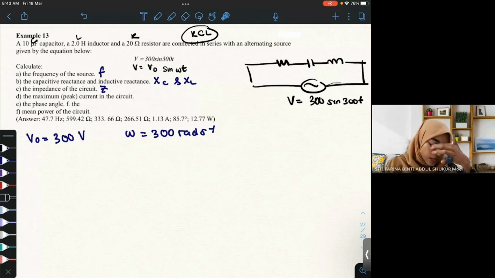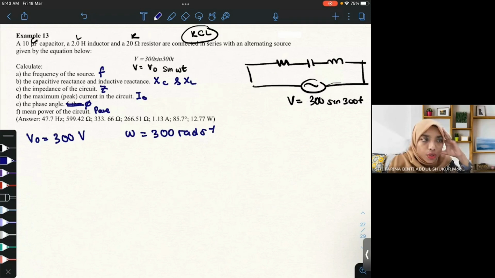And then you have maximum peak current I naught. Dia minta phase angle. Phase angle. Lepas tu dia minta mean power. Mean power sama dengan P average. Okay.